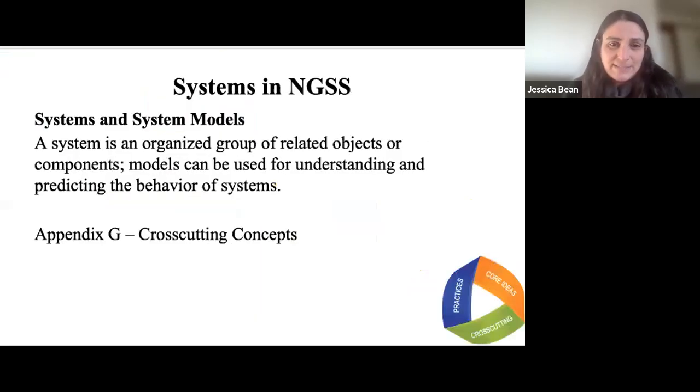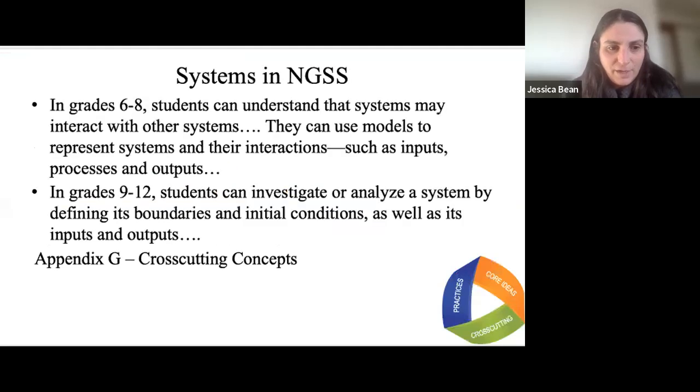And of course, NGSS gives us a definition, right? That a system, their definition is that a system is an organized group of related objects or components, and that models can be used for understanding and predicting the behavior of systems. So again, that idea of predicting was even mentioned in the responses that you gave, which is very important, especially when we're talking about climate change.